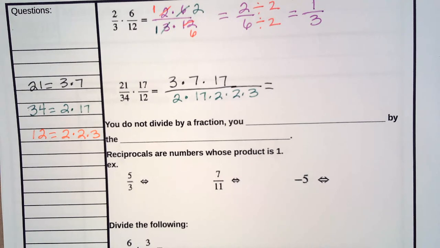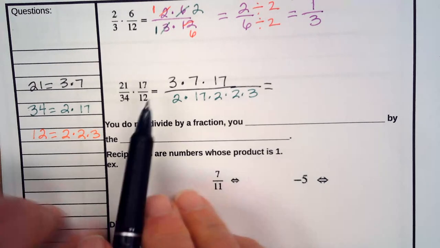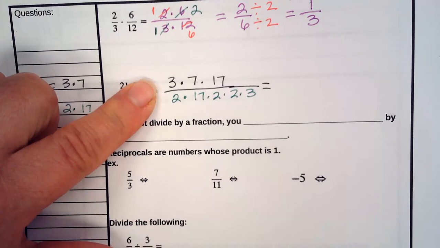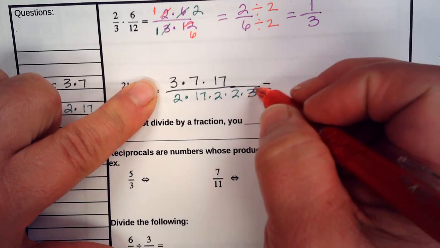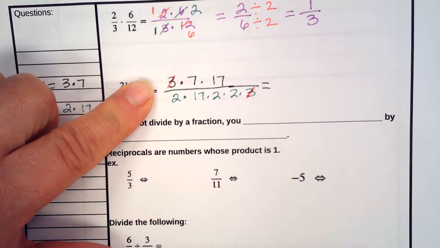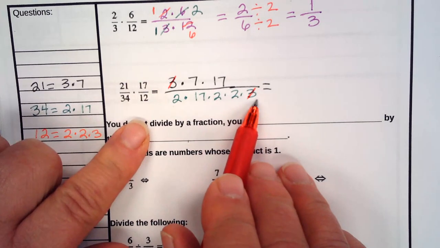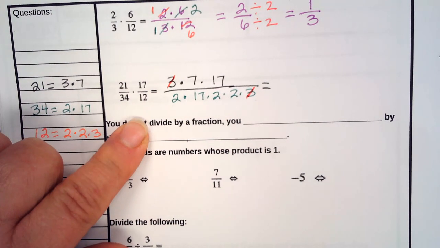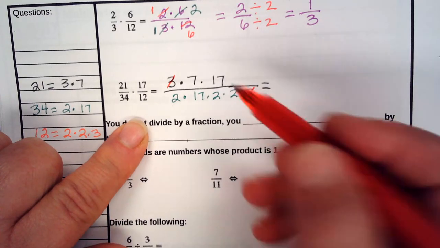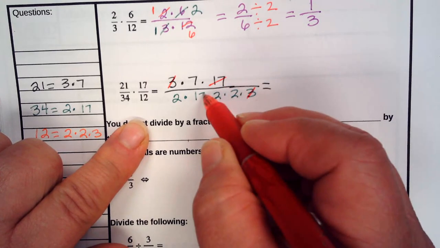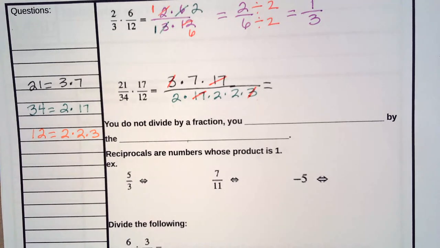Any questions? All I've done is factor things out and put the factors there so I can see where my common factors lie. Okay, I'm looking at the top. I've got a 3 on top. I've got a 3 on the bottom. 3 divided by 3 is 1. It's factored out. I've got a 7 on top, but no 7s on the bottom. I've got a 17 on top, and I've also got a 17 on the bottom. 17 divided by 17 is 1.